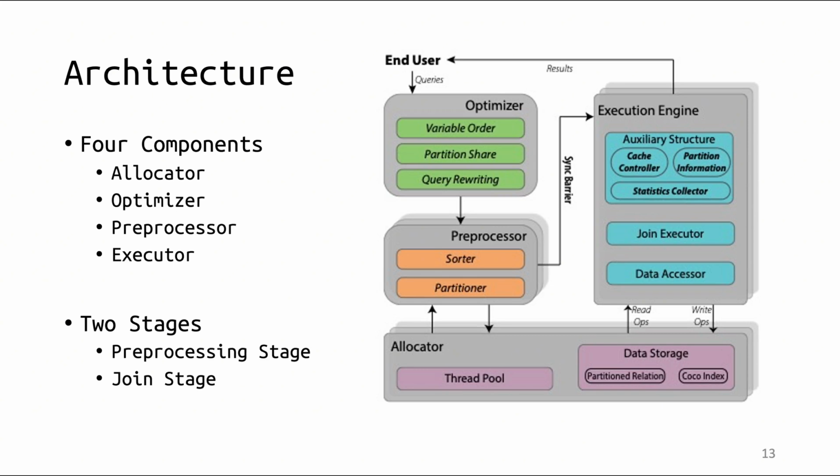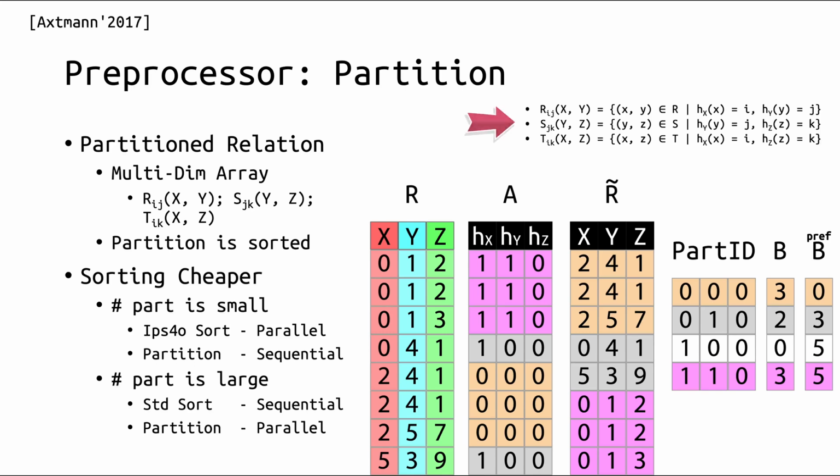The allocator just manages computation and storage resources for the whole query evaluation, and we will refer to the other components later. In HoneyComb, we mainly process queries in 2 phases. The pre-processing stage is responsible for partitioning, sorting, and indexing. After a synchronization barrier, the join stage performs the optimized join in complete parallel. In our pre-processing stage, we hash partition each relation based on its join variables.